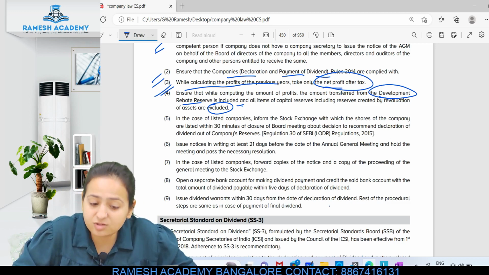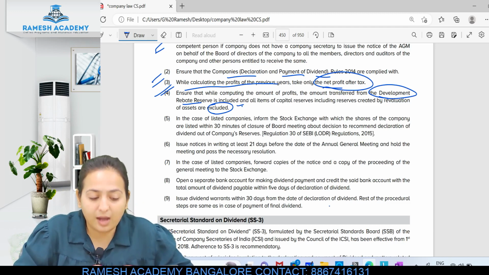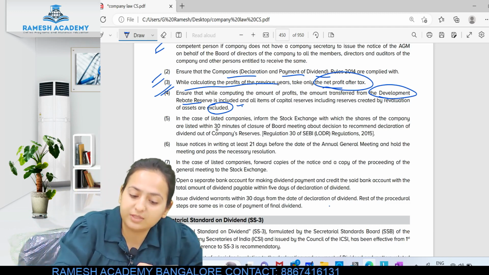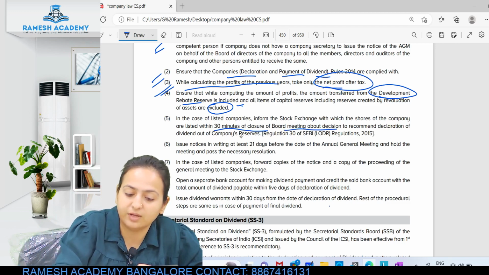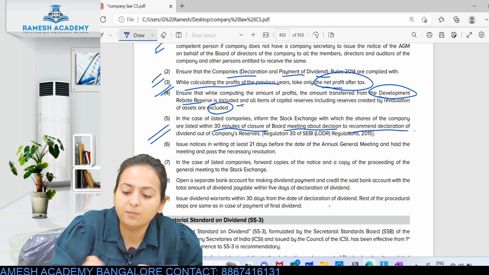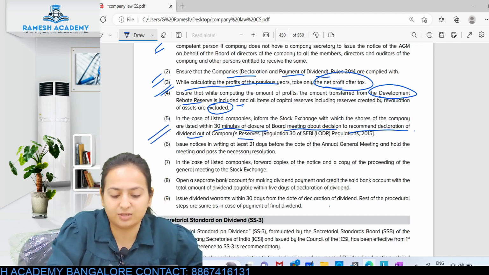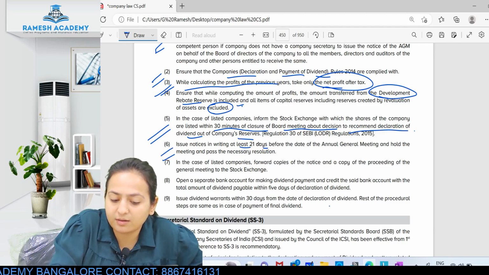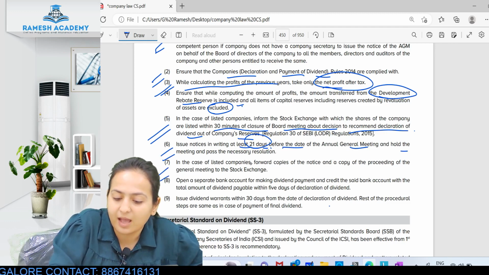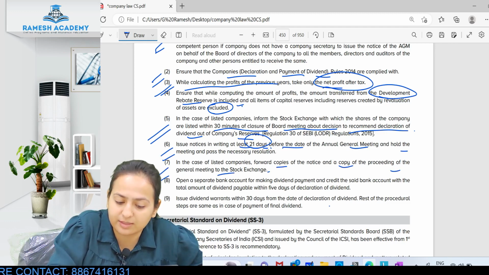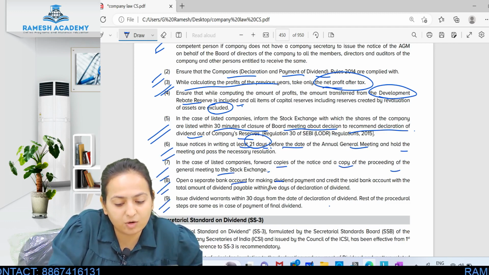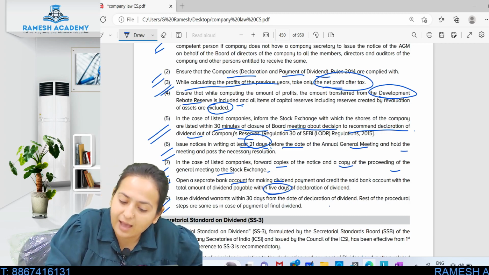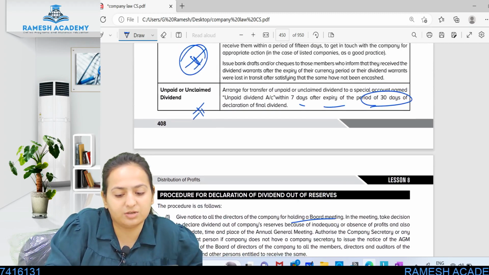Then in case of listed companies, you have to disclose within 30 minutes of the closure of the board meeting the decision to recommend the declaration. You will issue a notice in writing 21 days before the AGM and you will forward the notice to the stock exchange. A separate bank account will be opened within 5 days, and the rest of the procedure will be the same.